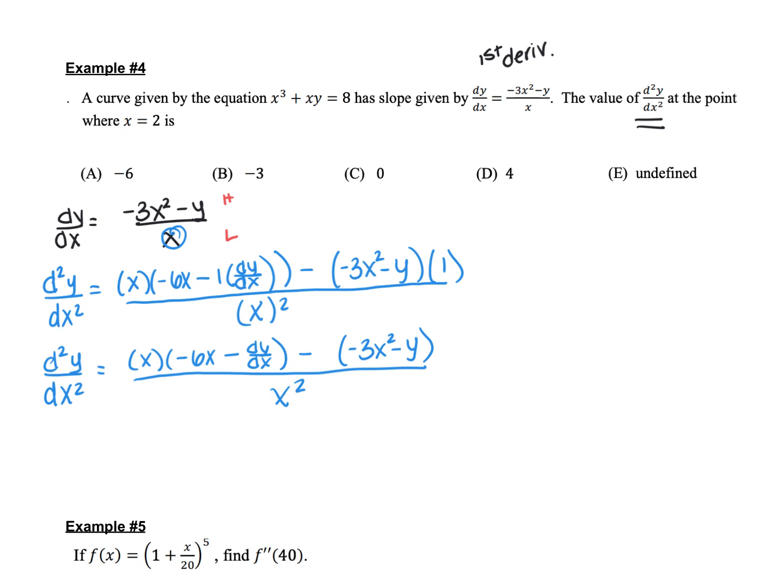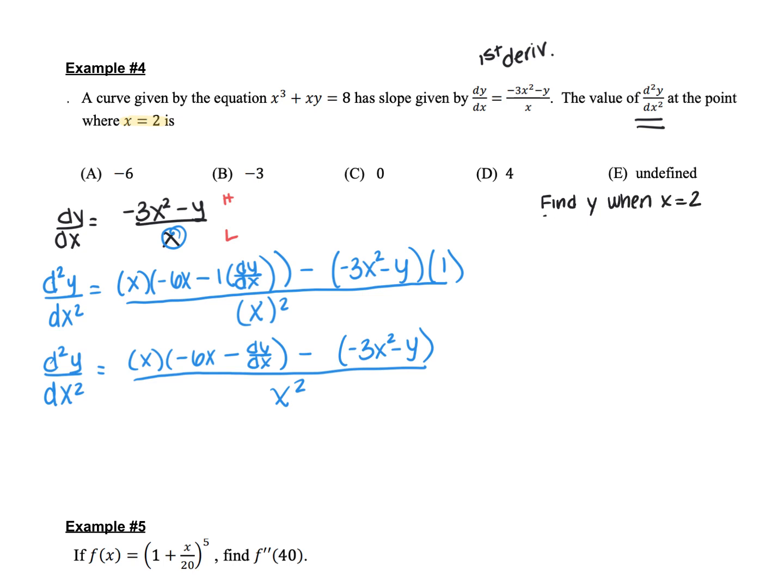So they want to know the value of d squared y over dx squared, which we have, when x is equal to 2. So you should remember with implicit that we always need a point. We don't have a point. We just have an x value. So in this problem, you need to find the y value. So find y when x equals 2.